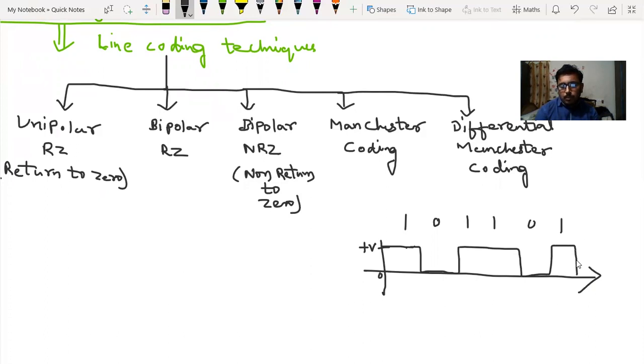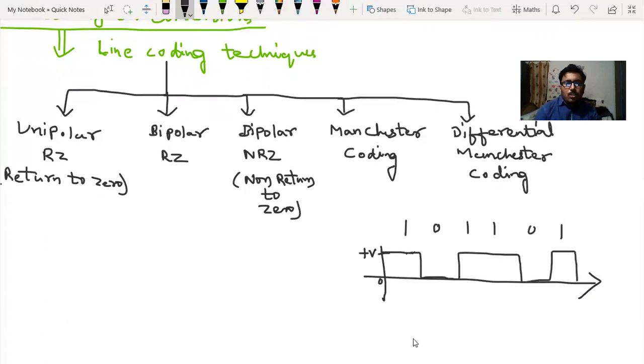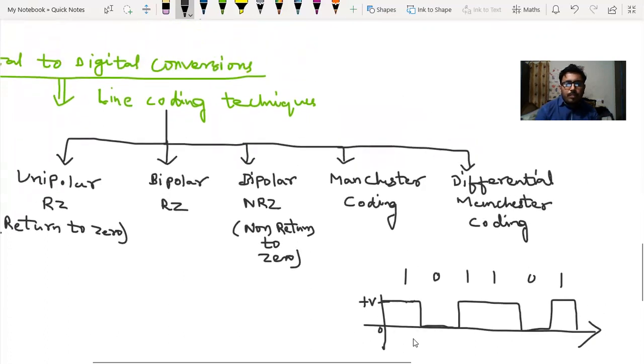Similarly, you can take the bipolar version, that is from positive value to negative value, and then you can represent it in terms of a bipolar part. So likewise, you are going to specify different ways of line coding techniques whenever you are using this concept of the digital to digital conversion mechanism. So in this digital to digital conversion mechanism, we come across these types of line coding mechanisms that we are going to consider.